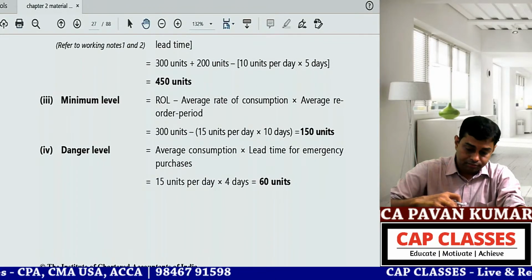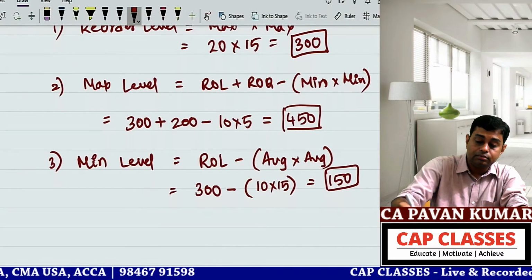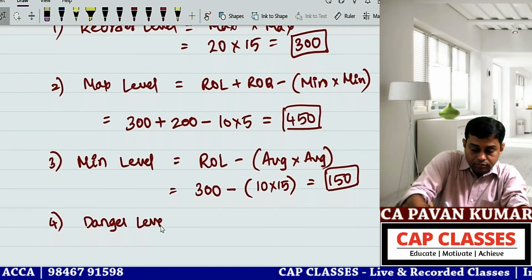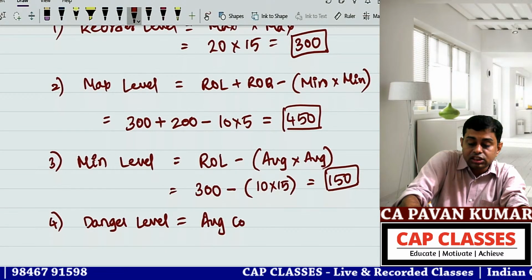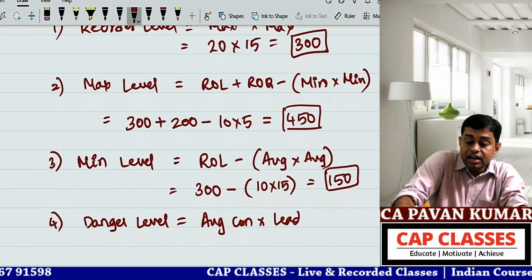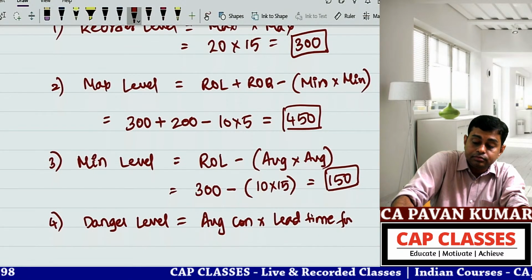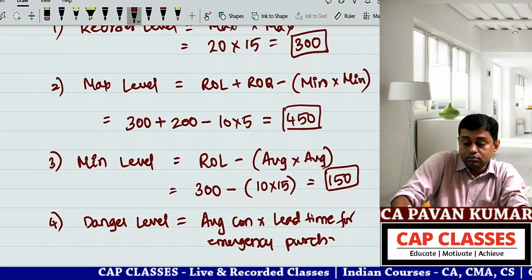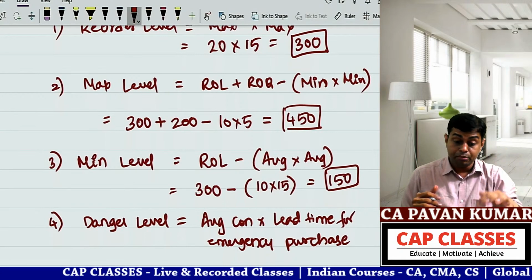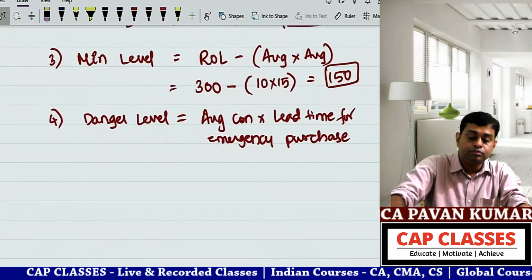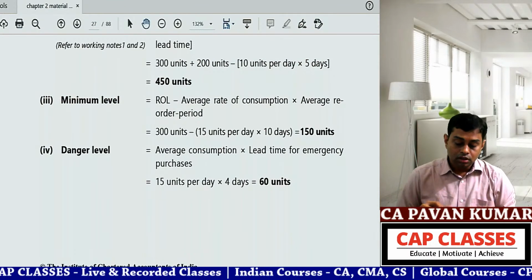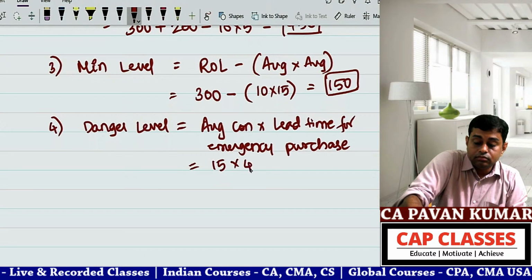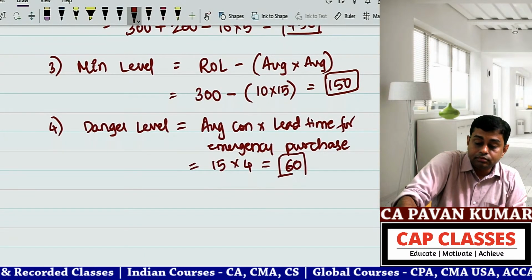Yes. Then danger level is equal to average consumption into lead time for emergency purchase. Sometimes you can take minimum consumption also instead of average consumption. So average consumption 15 into 4 days. That is equal to 60. That's it.